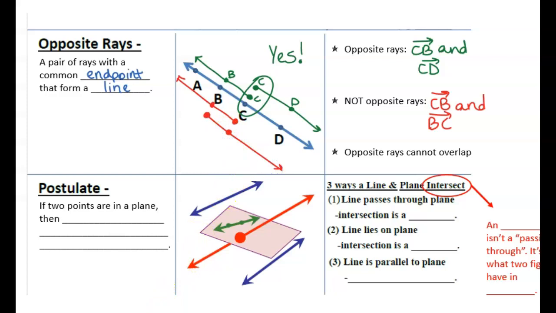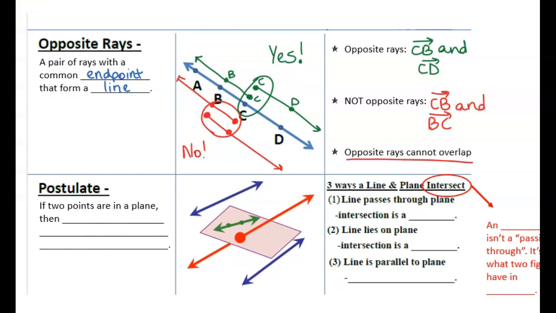So I noticed that we don't have a common endpoint here. In fact, just by looking at the first letters of the name, those are not the same. So this is a non-example. And the reason it's a non-example is because opposite rays cannot overlap. This overlapping area that we have right here, that cannot happen. Okay? So those are not opposite rays.